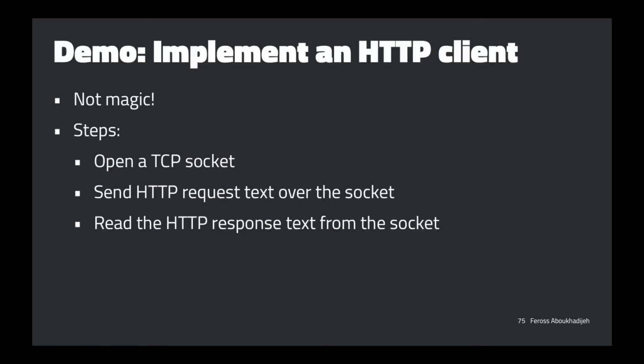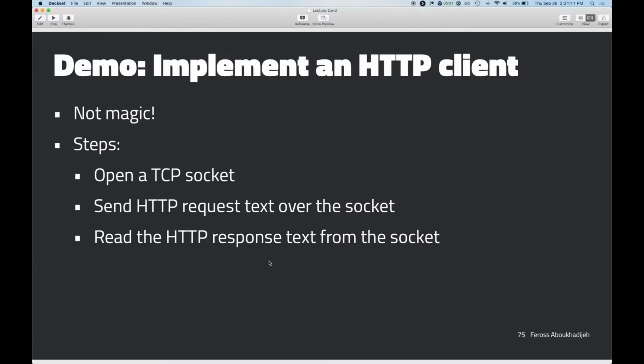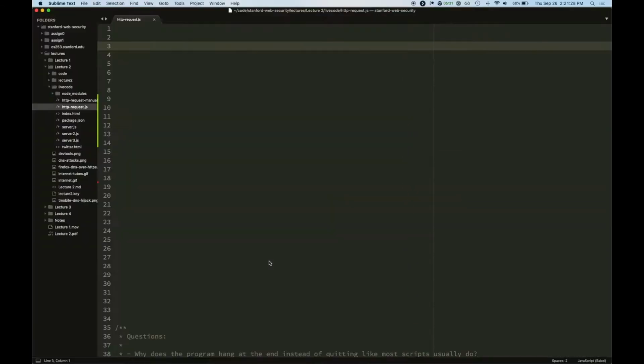Cool. So what I want to show you now is a really fun demo. Basically, we're just going to make an HTTP client from scratch. So it's not magic. It's really not that crazy of a thing to do. You just make a socket to a server. You know the server's IP address, right? You connect to it, and then you just send this text over it, and then you get back this response. And it's not magic. So it's kind of cool. This is what we're going to do.